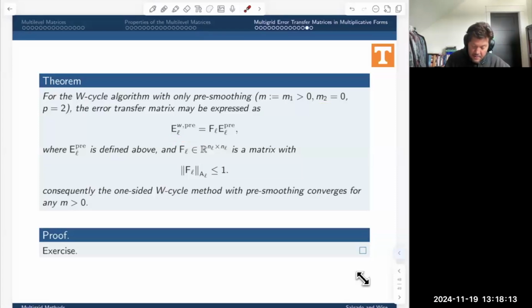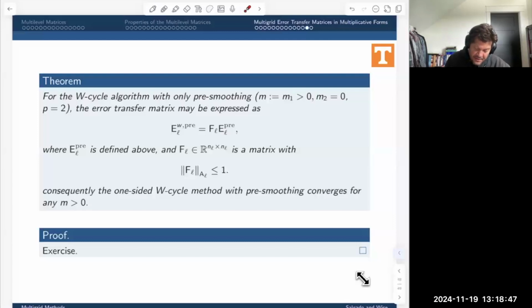Could be some complicated, beastly looking thing, whatever it is. It should be just some matrix times the error transfer matrix for the one-sided V-cycle method. So that's a curious fact, where this FL matrix is a square matrix that has the following property: the AL norm of FL is less than or equal to 1. So, how can this be so?